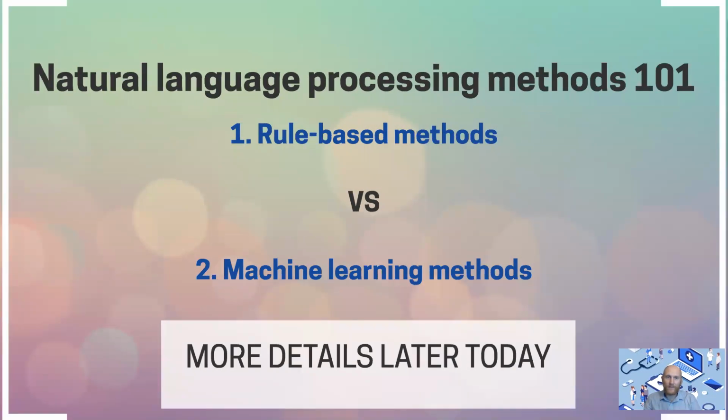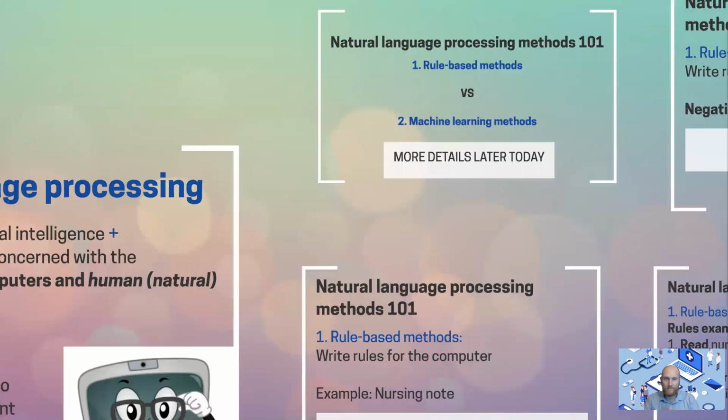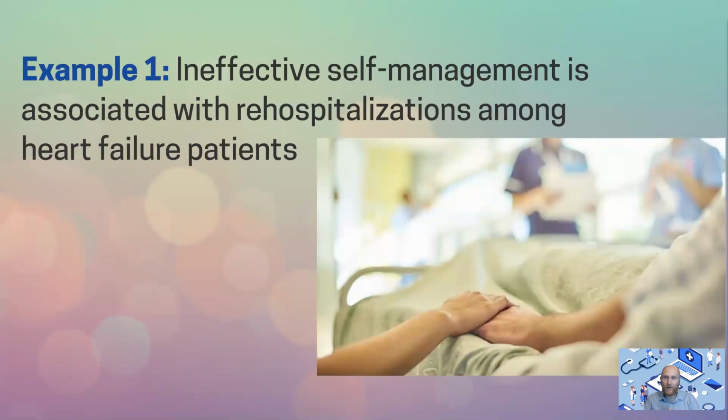In terms of natural language processing methods, we would not dive deep into those methods at this part of the presentation, but the next part of the presentation really focuses on two types of methods, rule-based methods versus machine learning methods. And we will present software that can help you apply your natural language processing approach on your data. But today we are going to look at 4 examples of natural language processing and how it can be helpful for nursing. Example number 1.